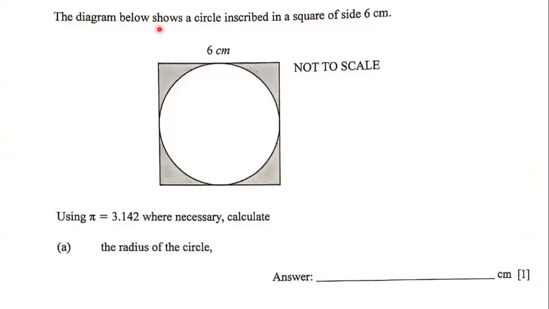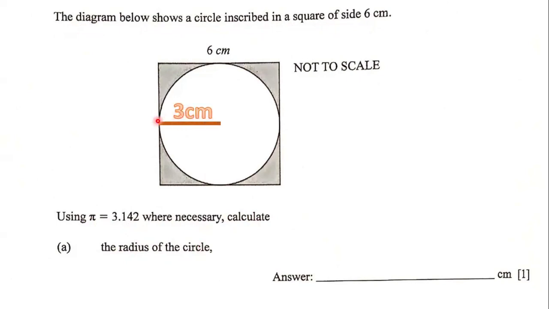The diagram below shows a circle inscribed in a square of side 6 centimeters. Using pi as 3.142 where necessary, calculate the radius of the circle. Now, the radius of the circle is half of the diameter, and so the radius of the circle here is going to be 3 centimeters.